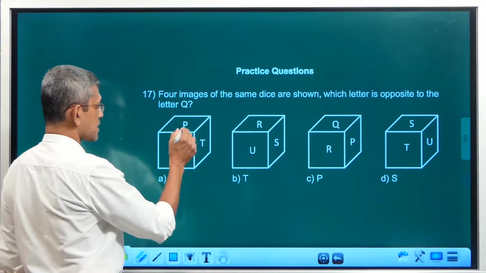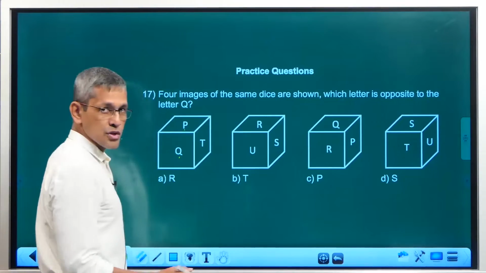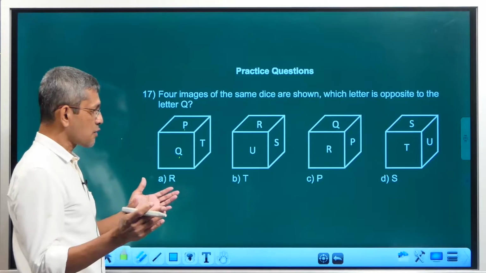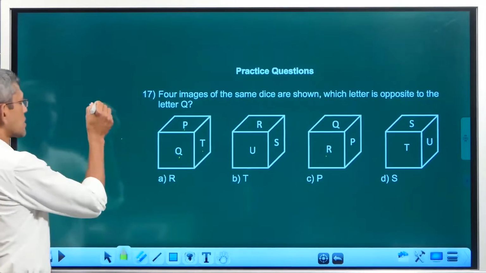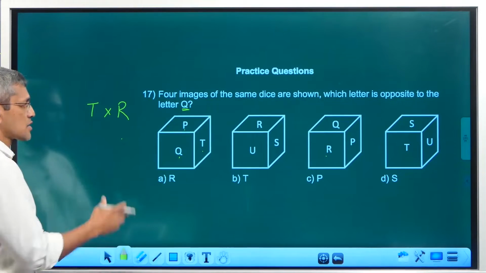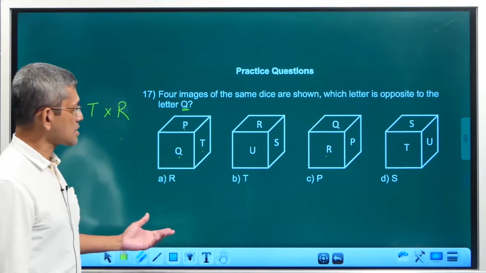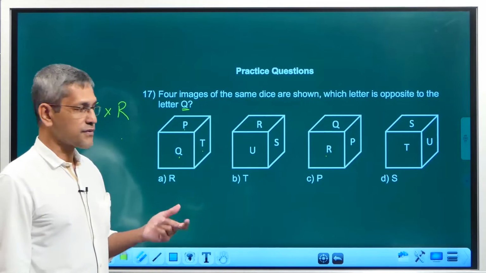So if Q and P are common here and here, if you apply rule number 3, what do you get? T is opposite to R. Of course, T is opposite to R, but what we are looking for is what is opposite to Q. So T is opposite to R doesn't help us get the answer, and that is not the answer we are looking for.